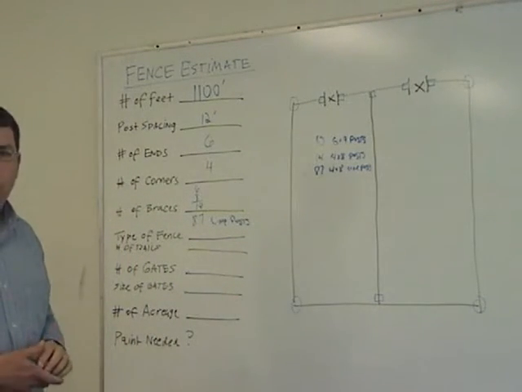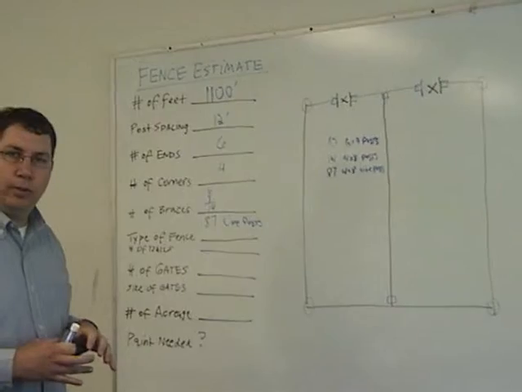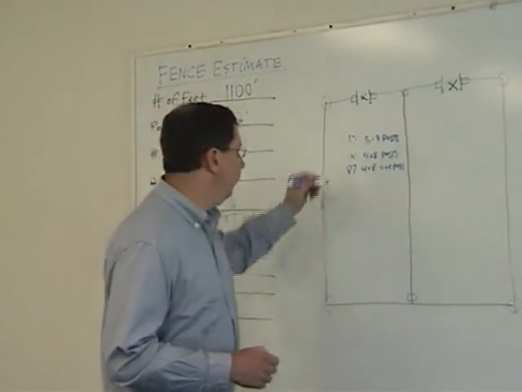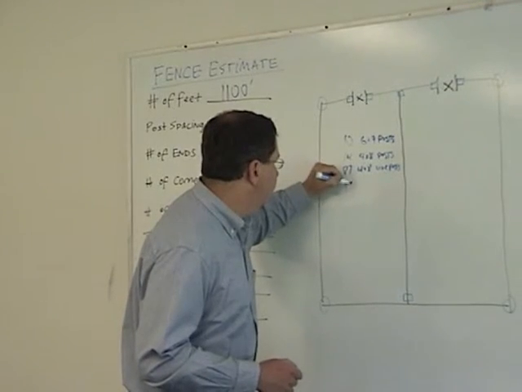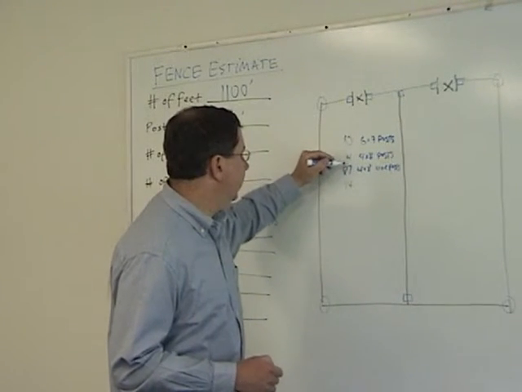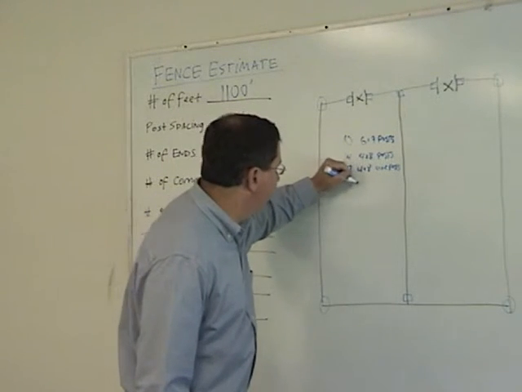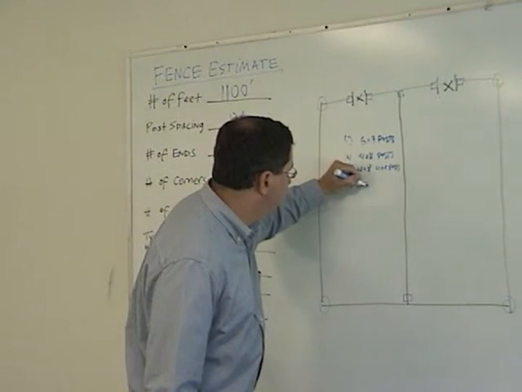The other thing we need is hardware to connect the brace post to the corner post. So we'll need 14 brace plates. The amount of brace plates is the same as the amount of brace posts. So we got 14 brace plates.